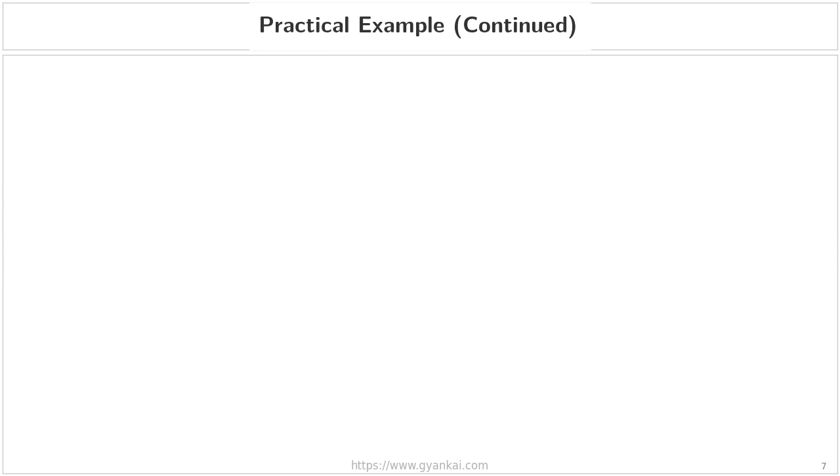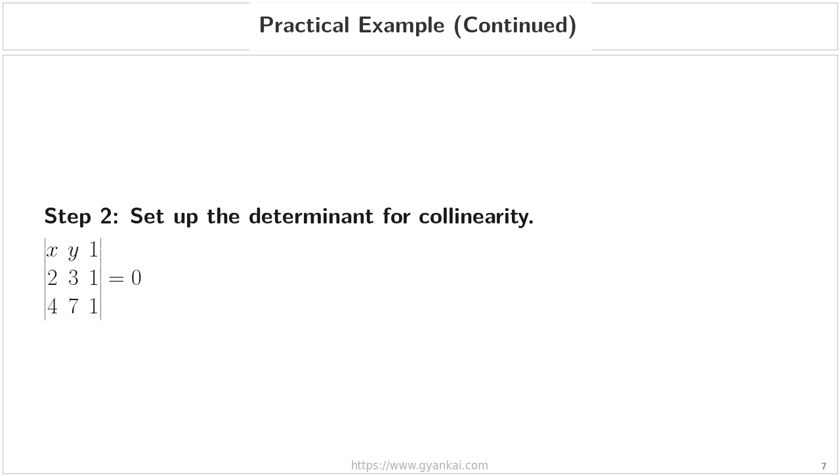Practical example, continued. Step 2, we are going to set up our determinant for collinearity. Remember, our goal is to ensure the area of the triangle formed by our two known points and our general point, x and y, is exactly 0. To do this, we arrange our coordinates into a 3 by 3 matrix. In the first row, we place our unknown variables, x, y, and the number 1. In the second row, we plug in the coordinates from our first point, which are 2, 3, and 1. Finally, in the third row, we use our second point, 4, 7, and 1. We then set this entire determinant equal to 0.